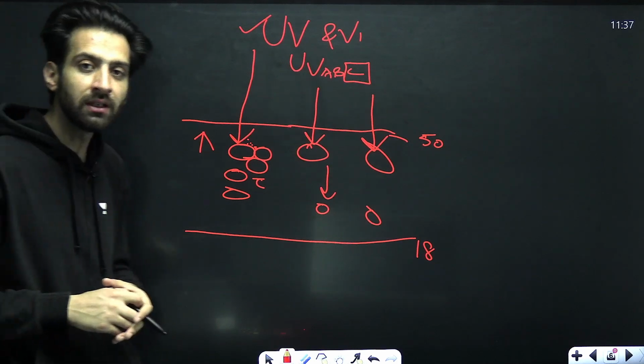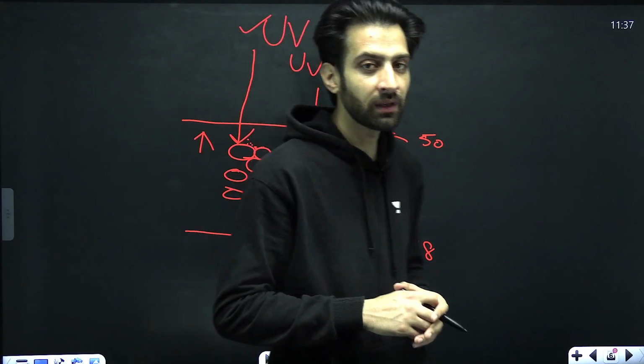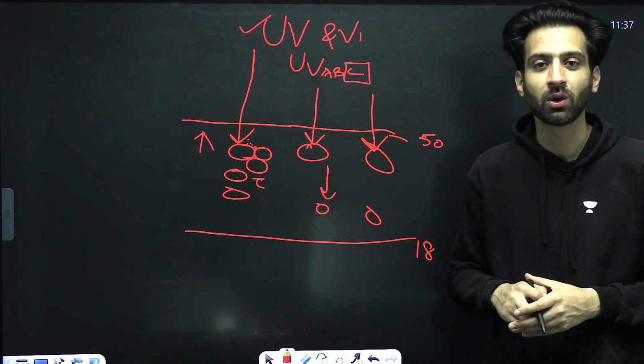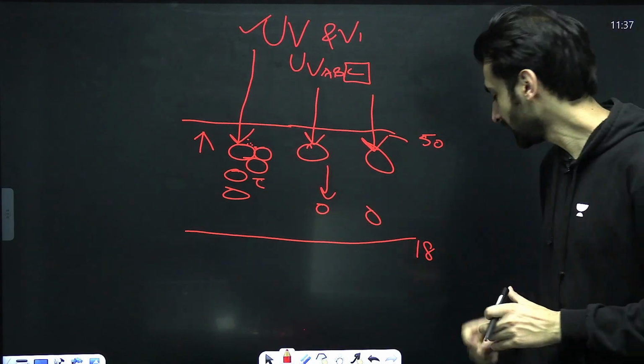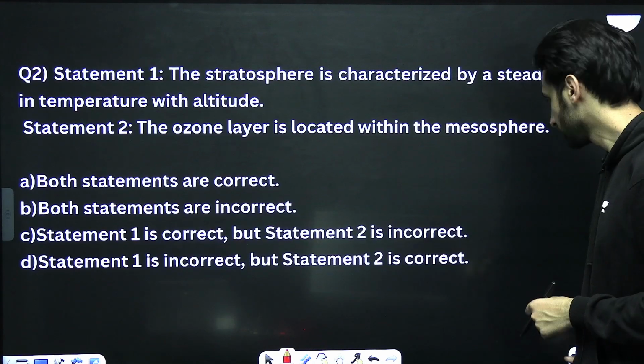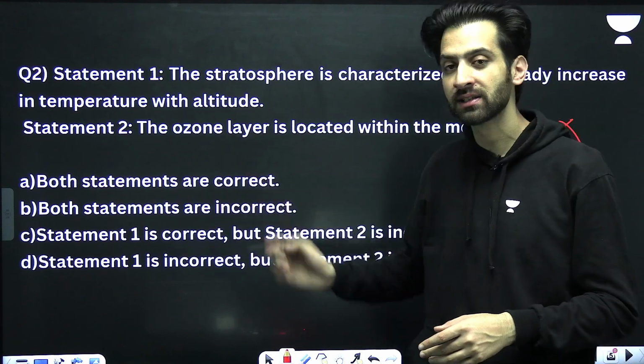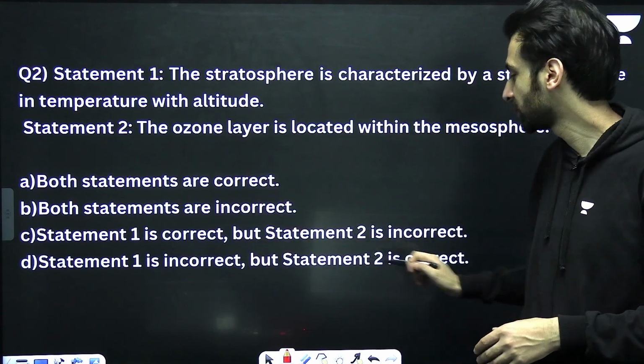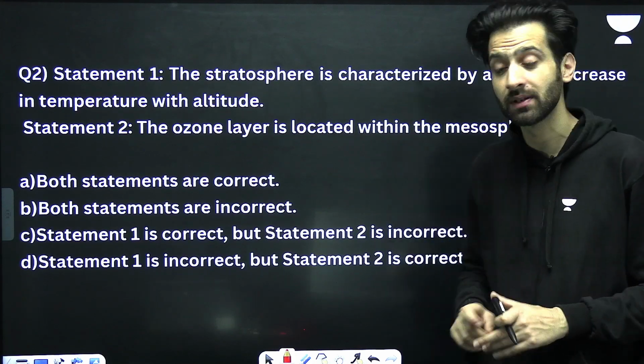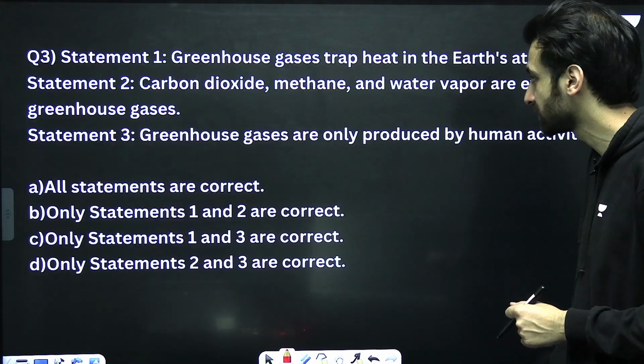But the second statement is that ozone is found in mesosphere. Do you think this is mesosphere? What are we talking about? We are talking about stratosphere. So this statement is again wrong. Then you will have to answer which of the following is correct. Obviously statement 1 is correct, but the statement 2 is not correct. That is our question 2.